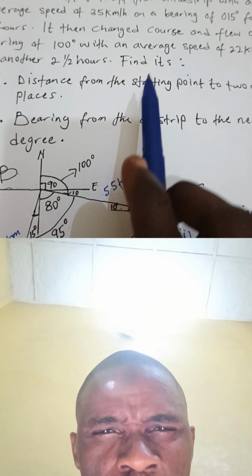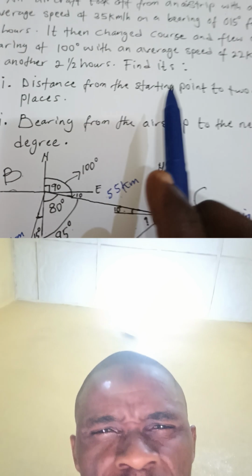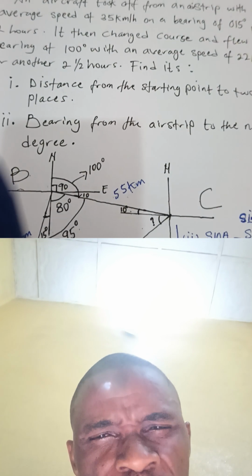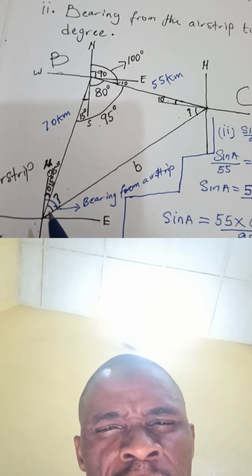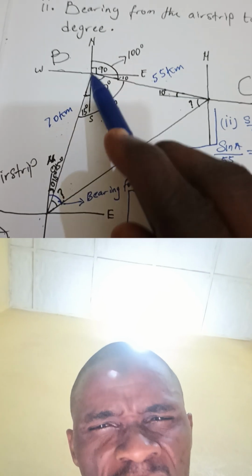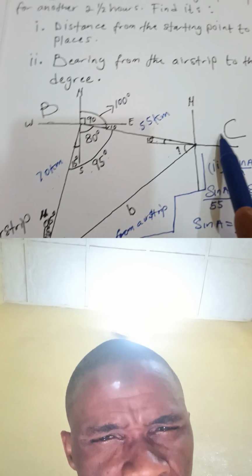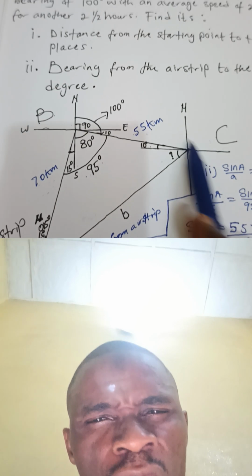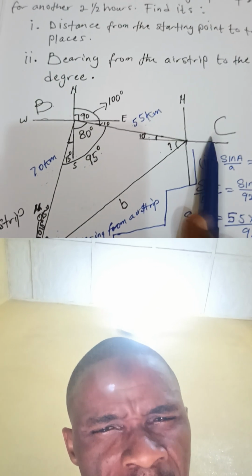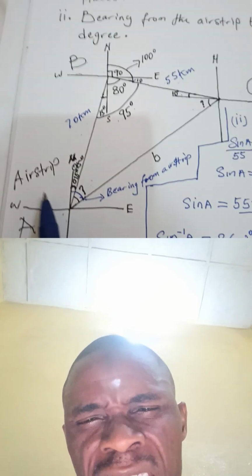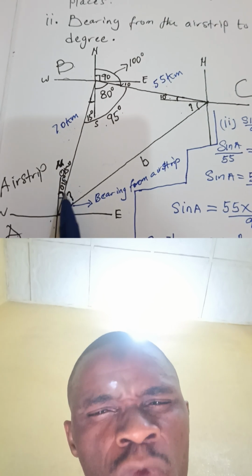The second question is asking us to find the position of that plane, which is where it is now, and from the bearing, the relationship between where it is now and where it started its journey. That is, the plane started this way from here and moved like this, stopped here, then had a stopover over here and moved to this place. This is the final destination. So they want us to calculate the bearing of the plane now, where it is now, from here. That's why I said it's bearing from the airstrip. This is the airstrip. It took off from the airstrip. So they want us to calculate the bearing.